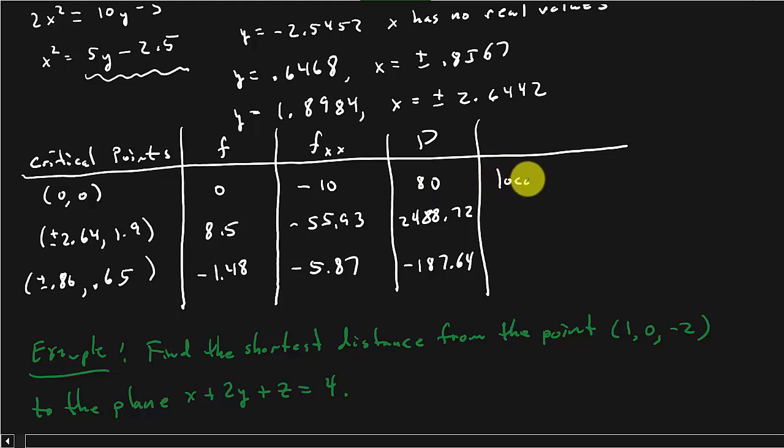So that tells us we have a local maximum. And then same thing here. The second partial with respect to x is negative, D is positive. So that's a local maximum there. And then here D is negative, and so we can see that as a saddle point. And there's your solution. So you have a local maximum at f of 0, 0, which equals 0, and a local maximum at f of this point, which is equal to 8.5. And then here you have a saddle point. Okay?